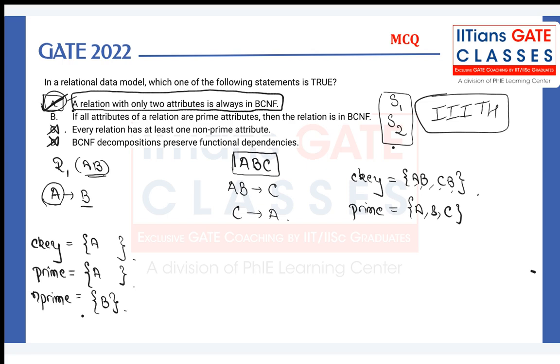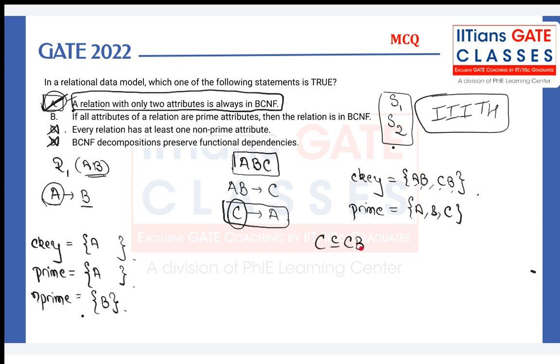See, what is a partial dependency? Okay. Look at this functional dependency. What is C? Is it a subset of any candidate key? Is capital C a proper subset of any candidate key? Which candidate key? CB. So capital C is a proper subset of a candidate key CB.